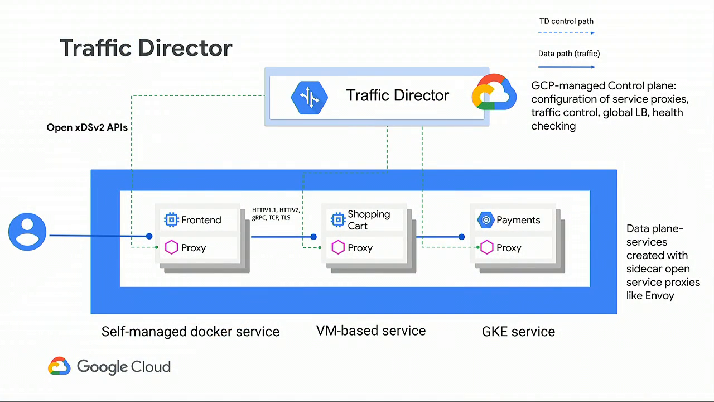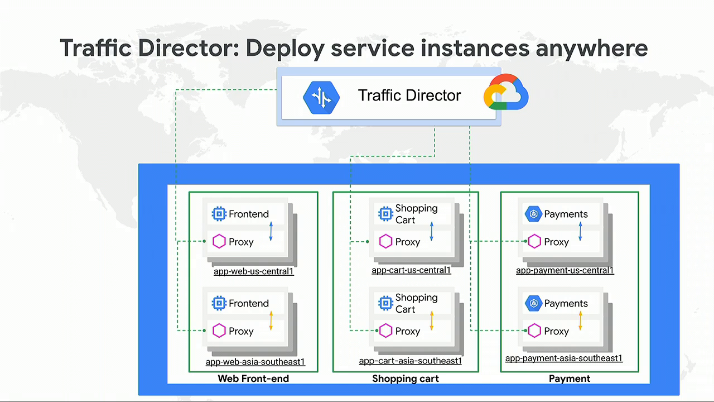One of the key things that we emphasized when we built this out is it has to work for VMs and containers out of the box. So if you look at my example here, the first service is essentially self-managed Docker. The second one is a VM-based service, and then the third one is a Kubernetes Engine service. So it is able to manage all of these heterogeneous environments very seamlessly. And then you can have things like deploying your instances anywhere. That's what you get out of the global load balancer.